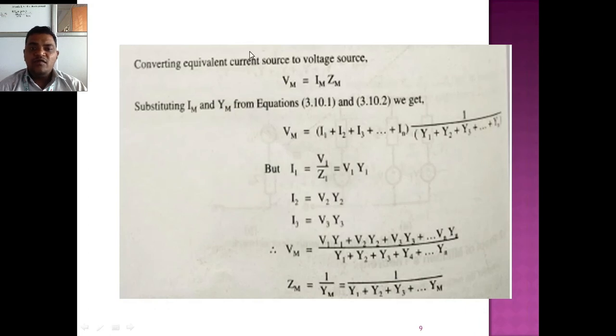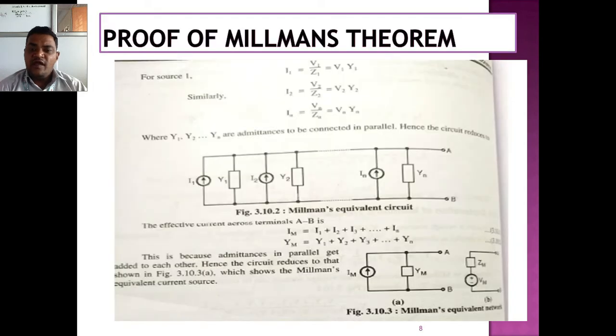Converting the equivalent current source, V of M is equal to I of M into Z of M. I of M is the current source I1, I2, I3 up to I of N. From this circuit diagram we understand that the current sources vary from I1, I2, I3 up to I of N, and the resistances, equal to 1 upon Y1, Y2, Y3, vary from 1 to N.